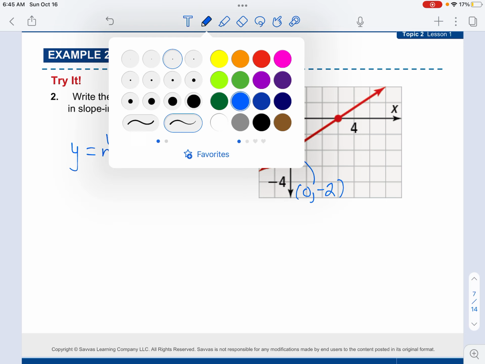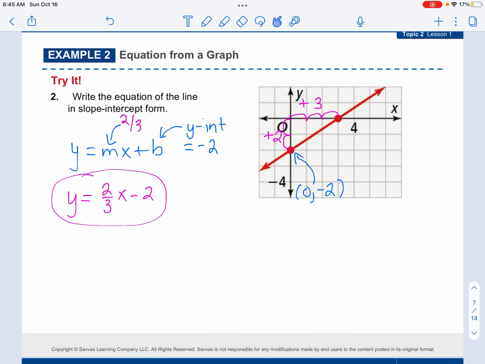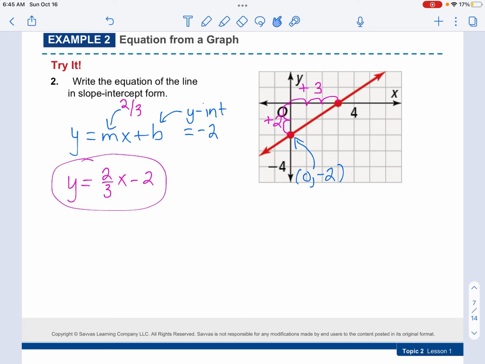Our slope we have to find is our rise over our run. It doesn't matter which point you start with. I'm just going to start with my y-intercept. So I'm going to go up 2, making my rise 2, and then to the right 1, 2, 3. So my slope is +2 over 3. So my equation is y equals 2 over 3x, either plus -2 or -2. The correct simplified version is -2.